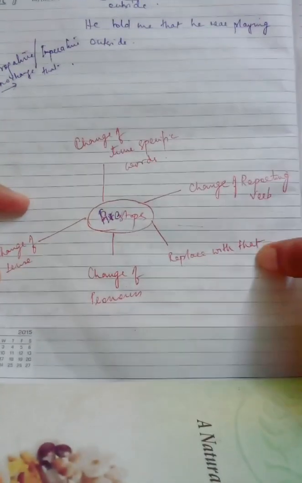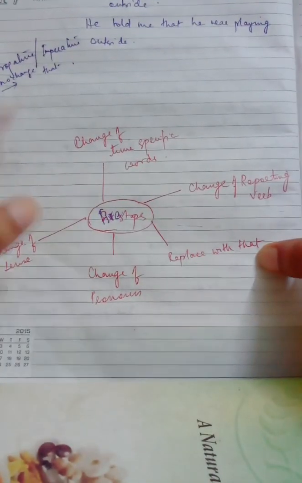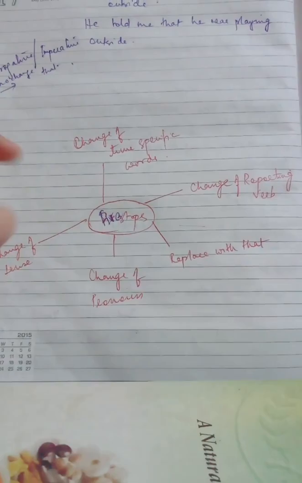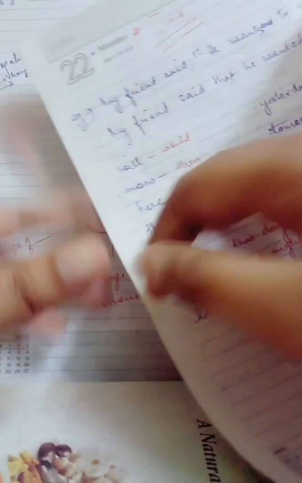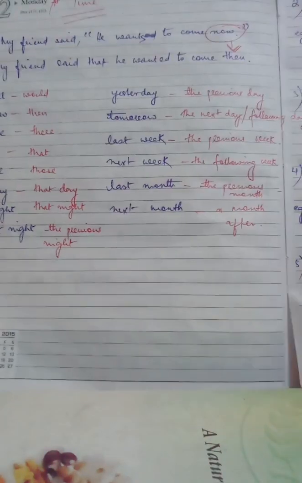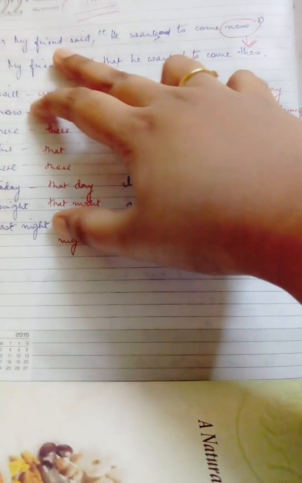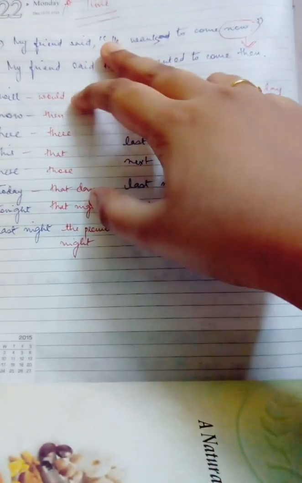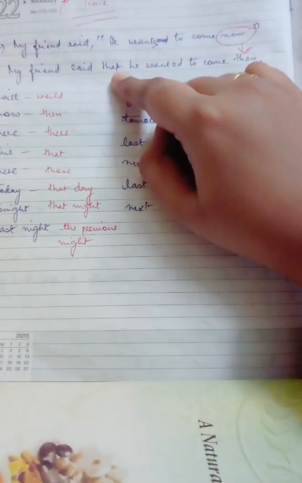Then we are coming to fifth step of this change. Right, we have done reporting verb, replace, change of pronoun, tense. Now we are coming to change of time specific words. For example, if you see your sentence like this, my friend said, comma, open inverted comma, he wants to come now. My friend will write as my friend, said remains said, comma, open inverted comma, change into that, he.